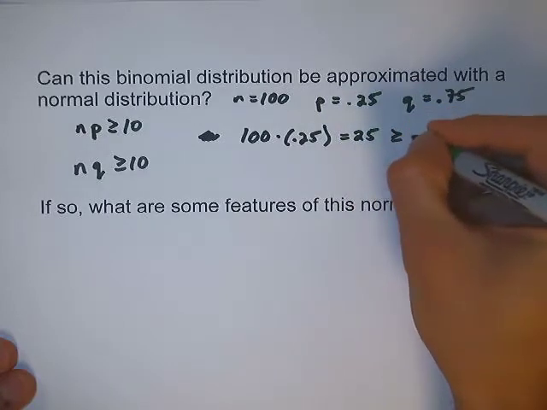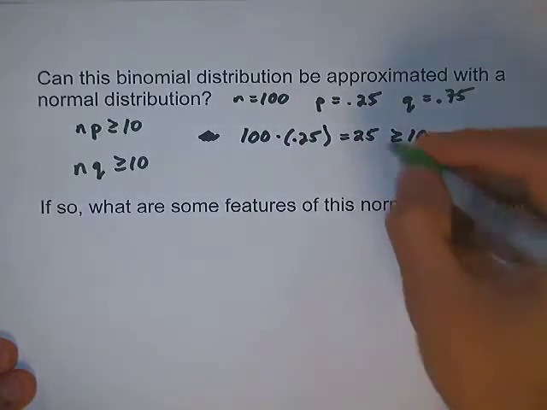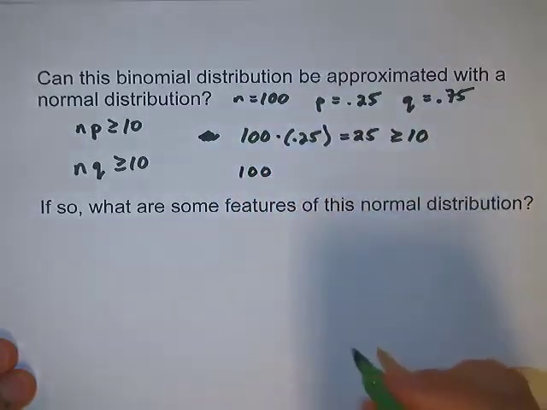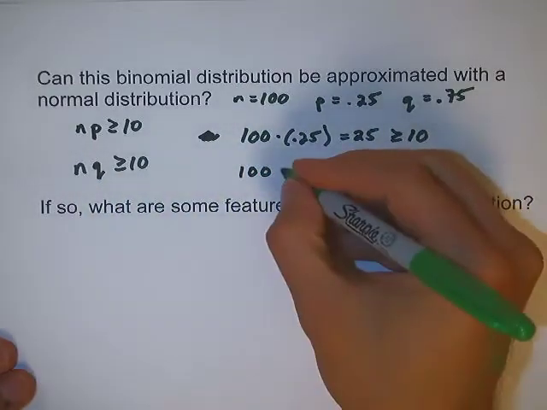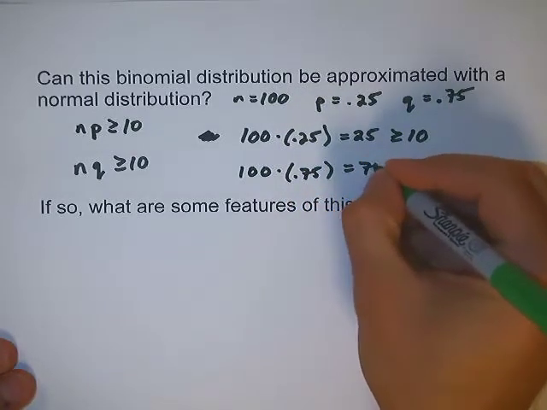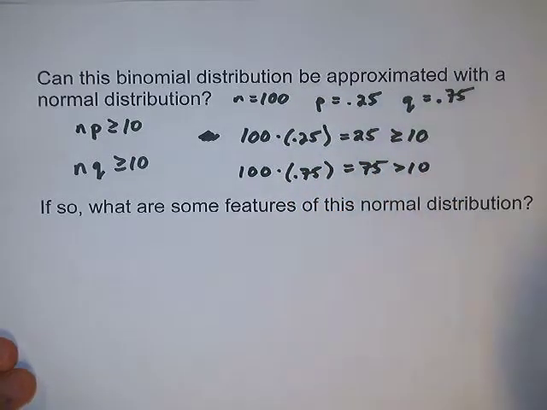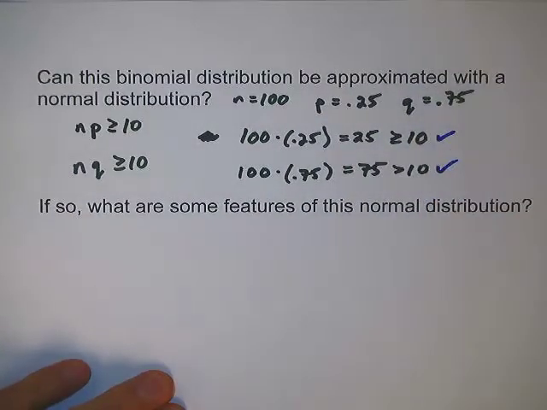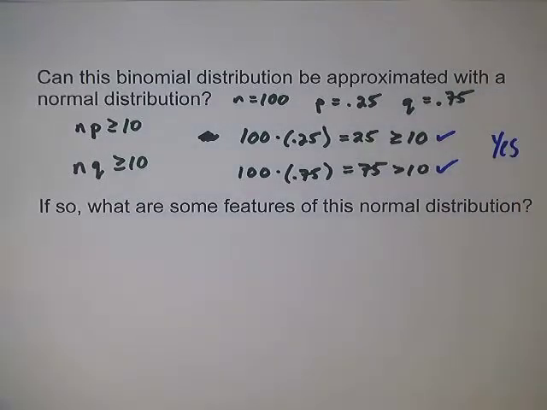So 25 is greater than or equal to 10. Well, actually, it's just greater than 10. Now let's do n times q. 100 times 0.75 equals 75, which is greater than 10. Both conditions were met, so the answer to that question is yes. We can model this binomial distribution with the normal distribution because n times p and n times q are both greater than or equal to 10.